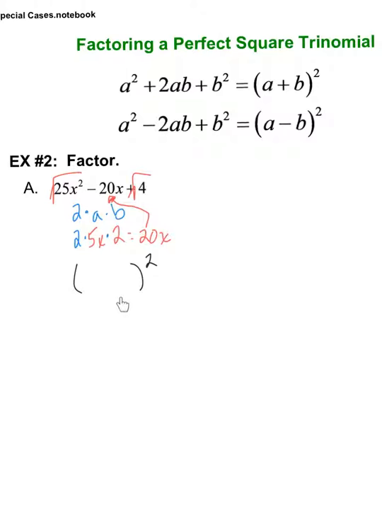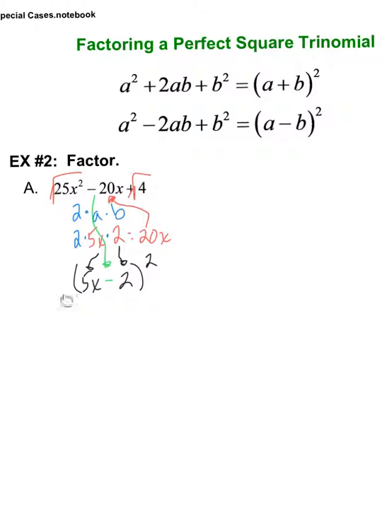So you already have done the work for everything that you need. Remember, this is a and b, and this is a and b. So the 5x is going to go here. The 2 is going to go here. So I get a 5x and a 2. And then we get the sign from the middle term, a minus.